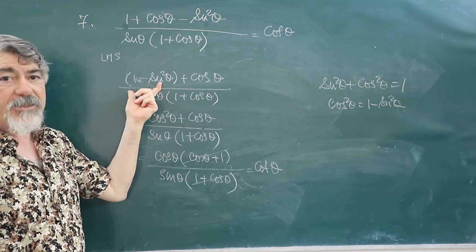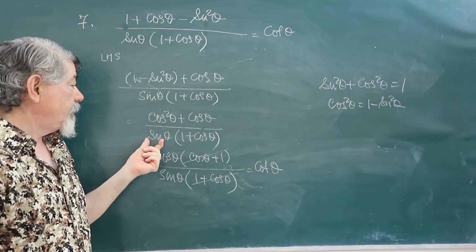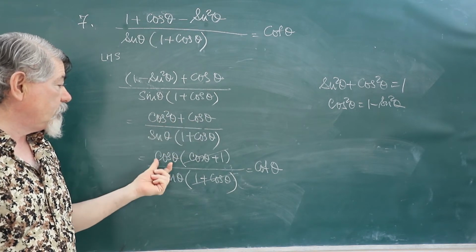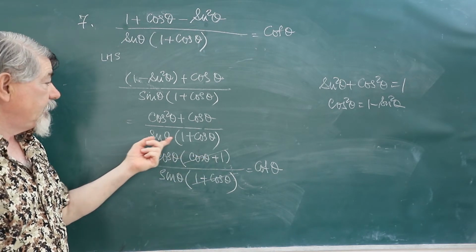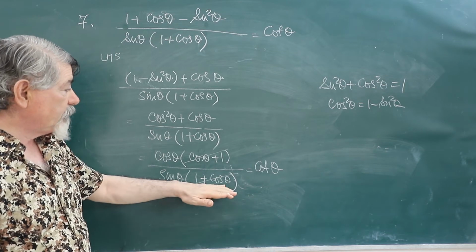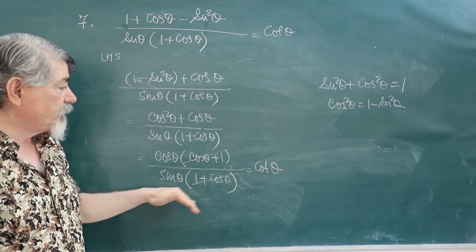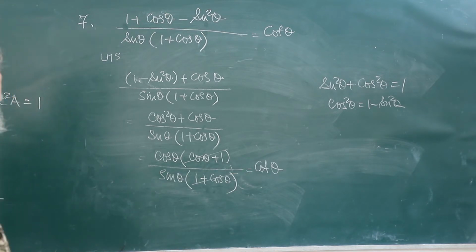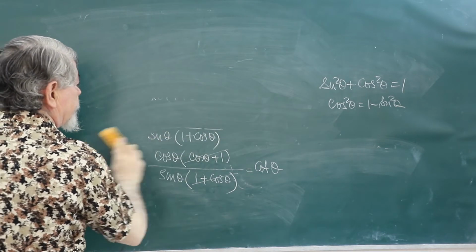1 minus sin square theta is cos square theta plus cos theta. Sin theta into 1 plus cos theta. Out of this you take cos theta common. Cos theta plus 1. In the denominator I have sin theta into 1 plus cos theta. 1 plus cos theta, 1 plus cos theta cancels. I get cos theta upon sin theta, which is cot theta. That was problem number 7. Now let us go to the 8th problem here.